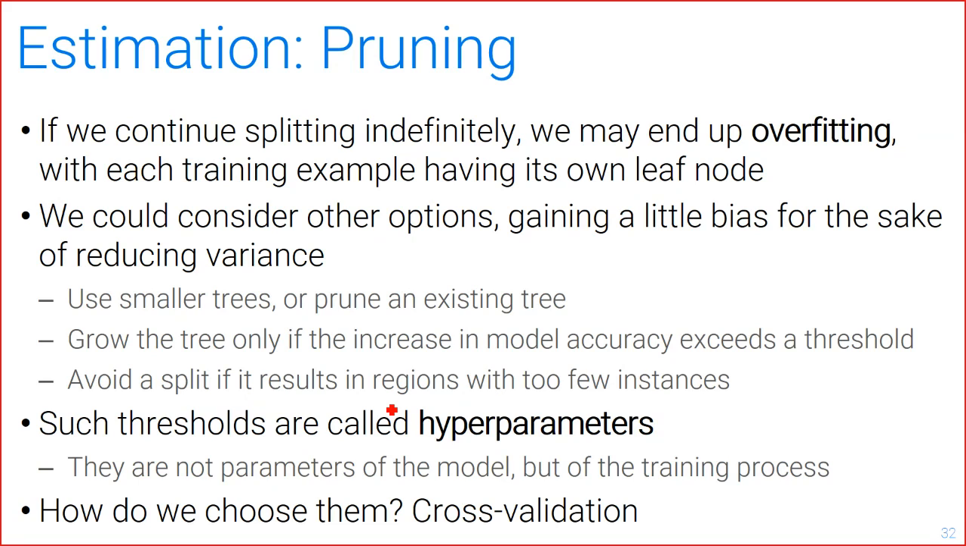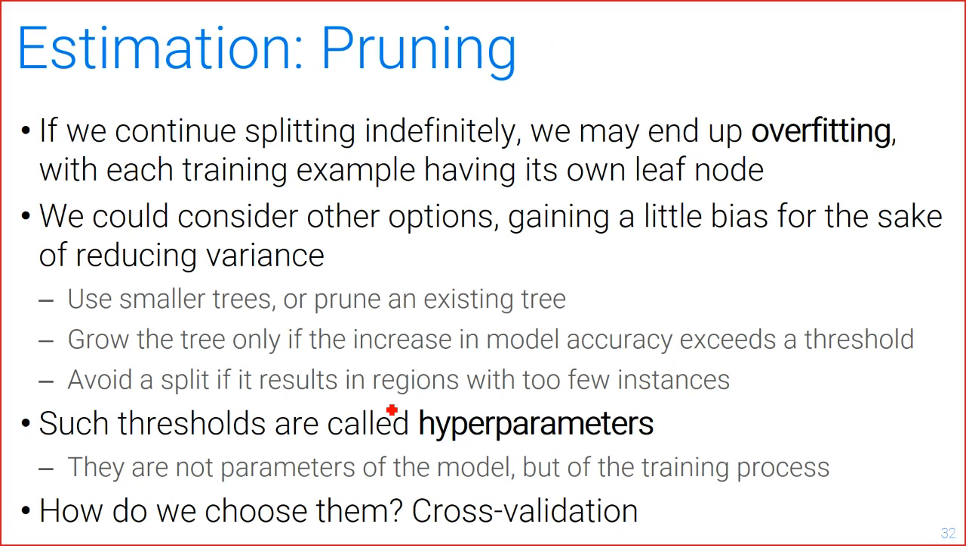And so the point again is that if we continue splitting indefinitely, we may end up overfitting the model. Because think about it, if we continue splitting the feature space into different regions, at some point we're going to end up with the case in which every training example is going to have its own leaf. So we're going to have a very large, very deep tree in which every leaf corresponds to only one instance in the training set. That tree would be overfitted. That's a perfect example of overfitting.